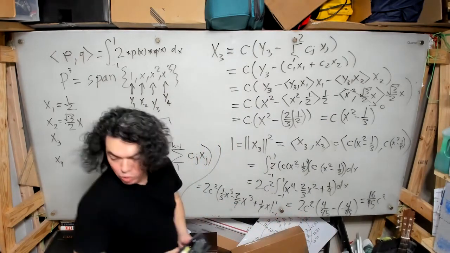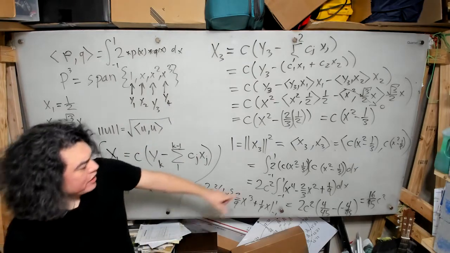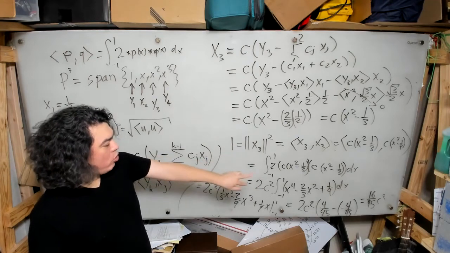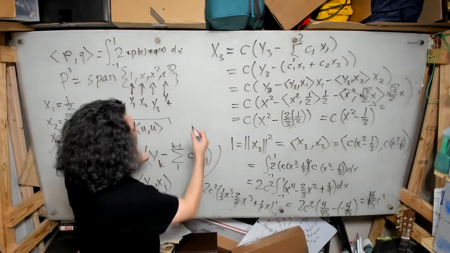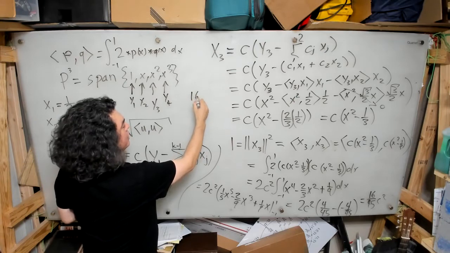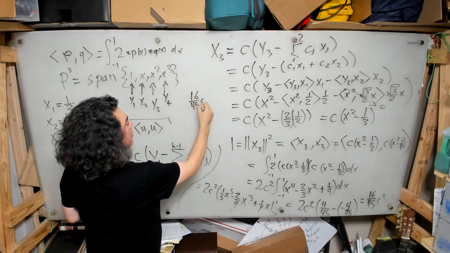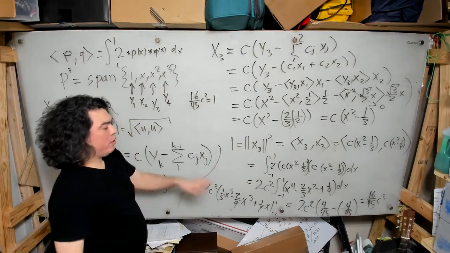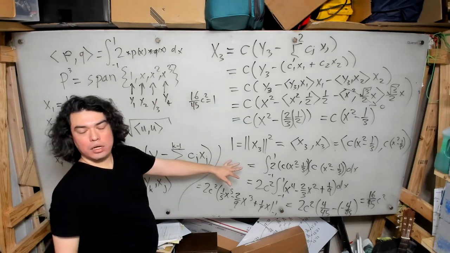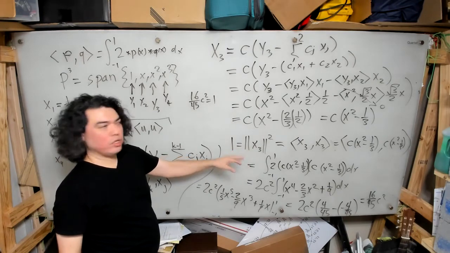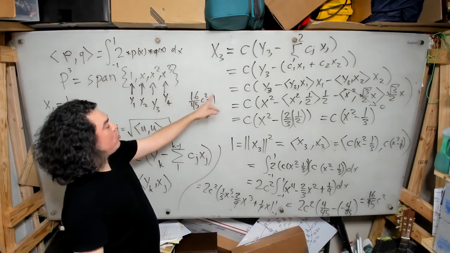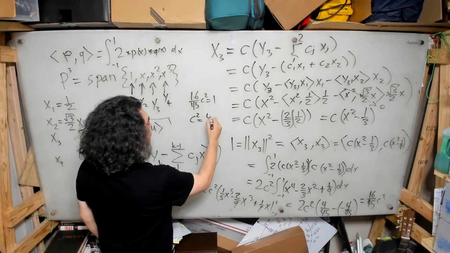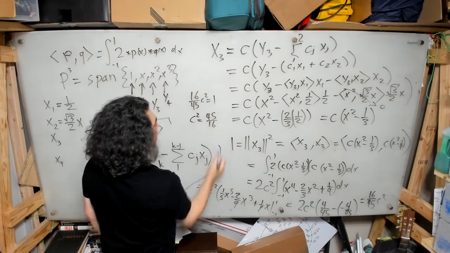Remember, what we're trying to do is force the 16 over 45 c squared to equal 1. Let's write that down over here. We're trying to force 16 over 45 c squared to equal 1, because that will allow the norm of this vector to be 1. So I'm going to multiply both sides by 45 over 16, and then I'm going to square root it.